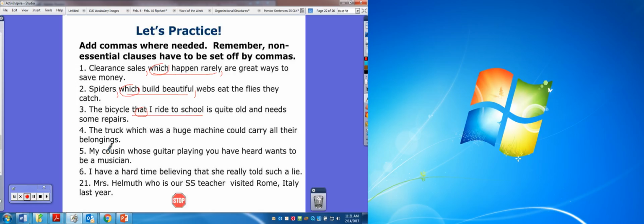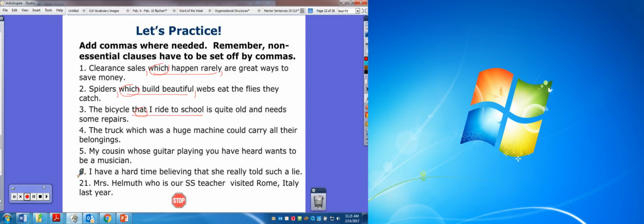Go to number 5. My cousin, whose guitar playing you have heard, wants to be a musician. Think about it. Have we already named which cousin? I think we have by saying my cousin. Do we need commas? Number 6. I have a hard time believing that she really told such a lie. Do we need commas? And number 21, I don't know where that came from, but it's in there.